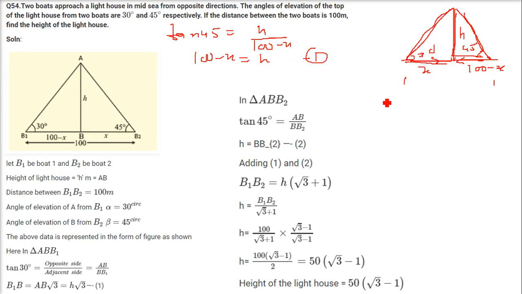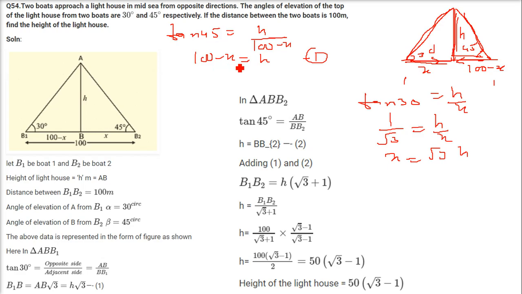Now, coming to this triangle, tan 30 degree will be perpendicular by base, so h by x. Tan 30 is 1 by root 3, equal to h by x. Right? So this x will be equal to root 3 h. Now you can put h as 100 minus x.